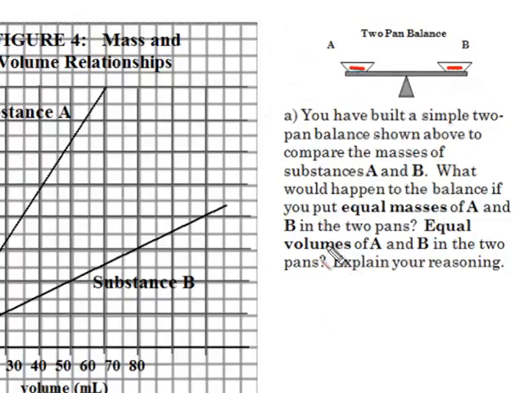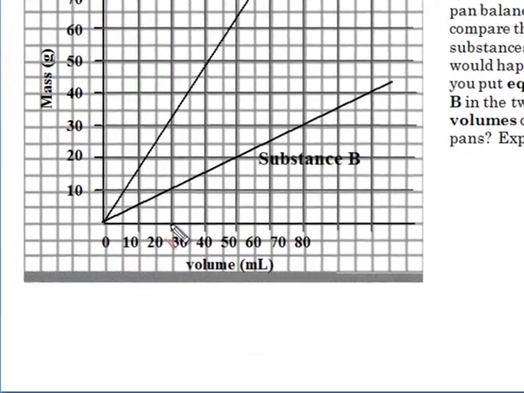So what's going to happen then if you have equal volumes of A and B in the two pans? And it says explain your reasoning. So what I can do is I can take some equal volume, let's say the 30 here, and look at what happens to the mass. So substance B is going to have a mass of 10, right? If I go across, substance A is going to have a mass of 30.